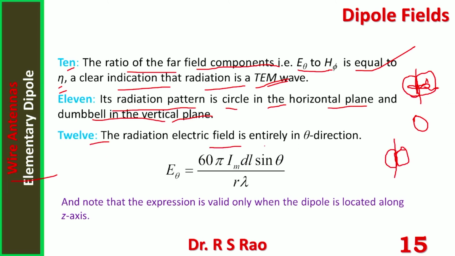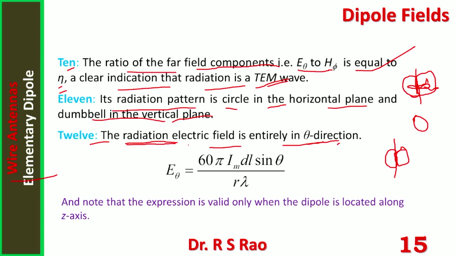Well, the radiation electric field is entirely in theta direction. Notice the term radiation electric field, or the electric field part which radiates. Other terms are also there. As far as electric field of the radiator or dipole is concerned, other parts are also there, which vary inversely with the distance square and distance cube.